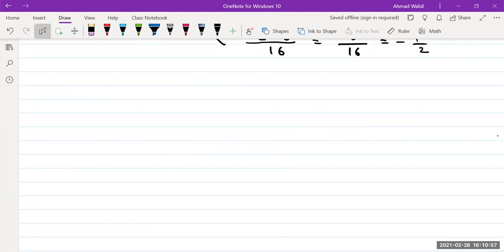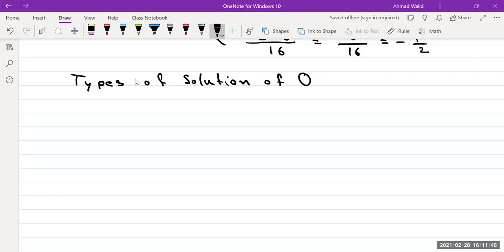In this part, after you learn the quadratic formula, let's talk about, and this is the last part of the lecture, types of solutions of quadratic equations. What does it mean?